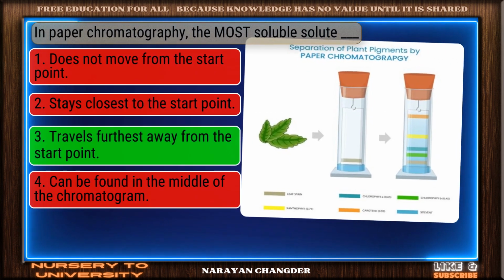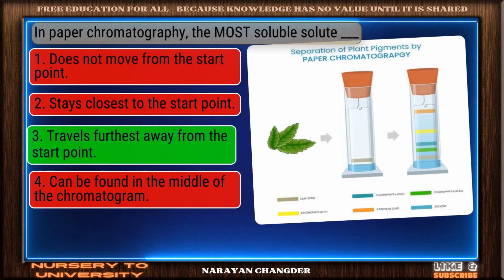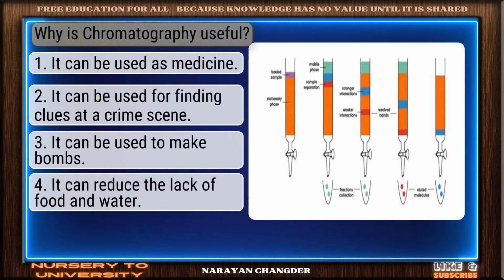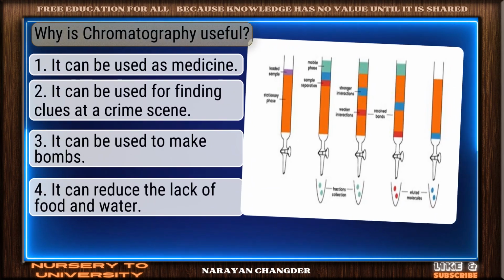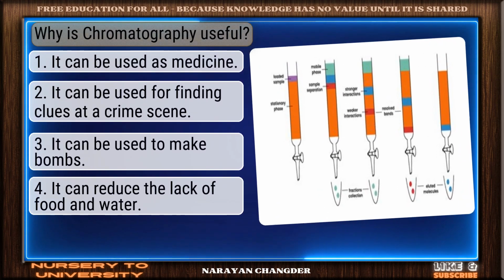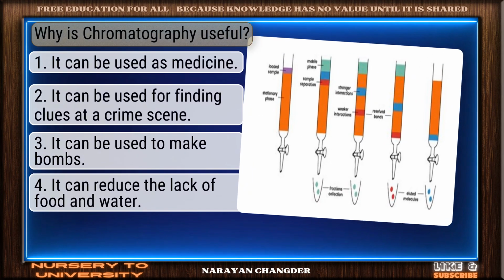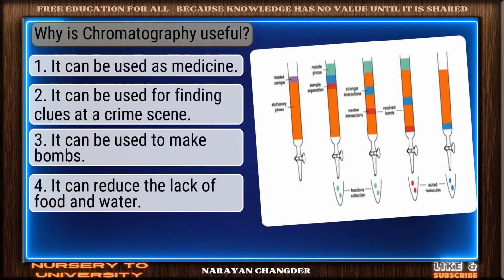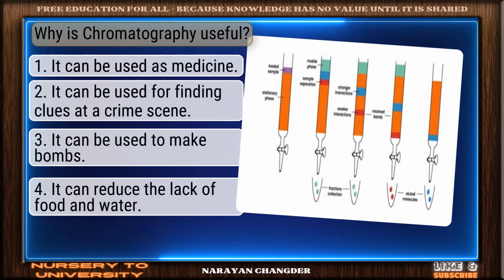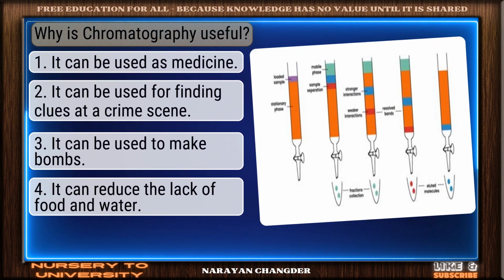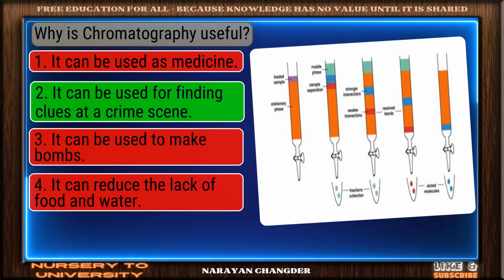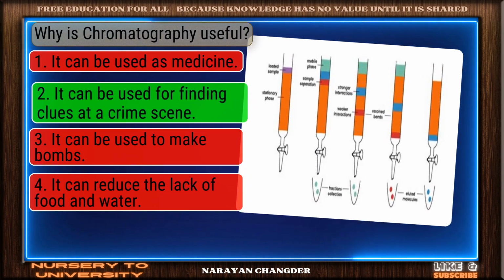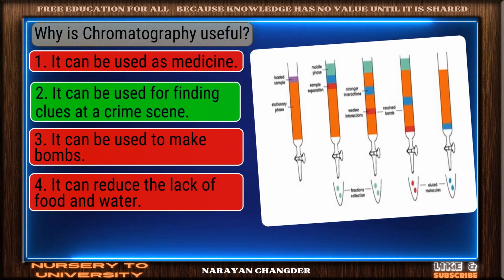Spot on, travels furthest away from the start point. Why is chromatography useful? Option 1, it can be used as medicine. Option 2, it can be used for finding clues at a crime scene. Option 3, it can be used to make bombs. Option 4, it can reduce the lack of food and water. Keep it up. It can be used for finding clues at a crime scene.